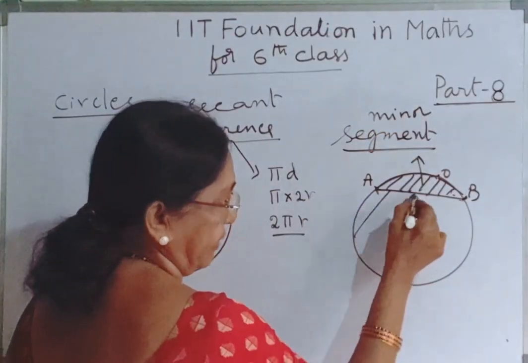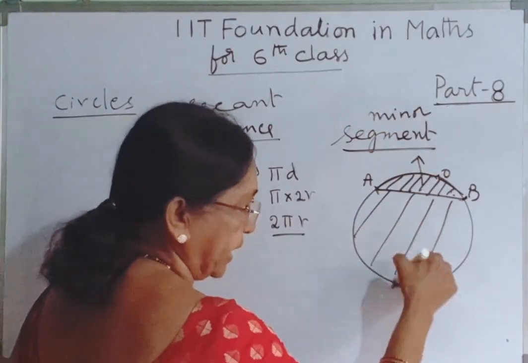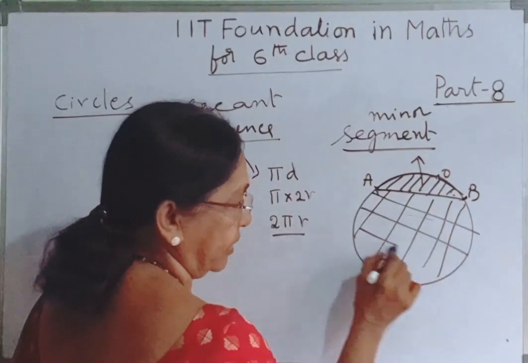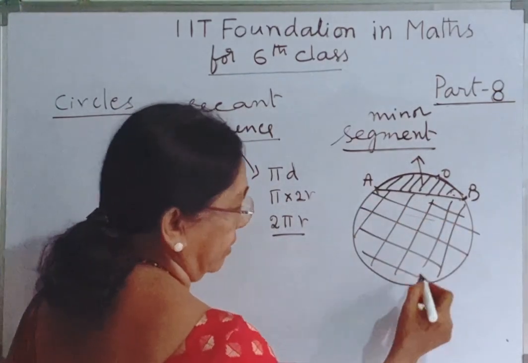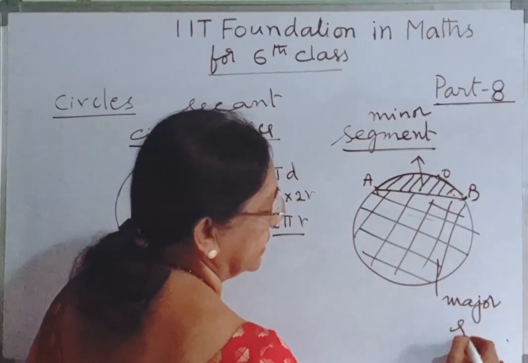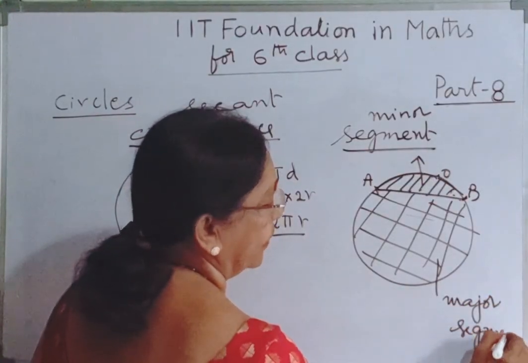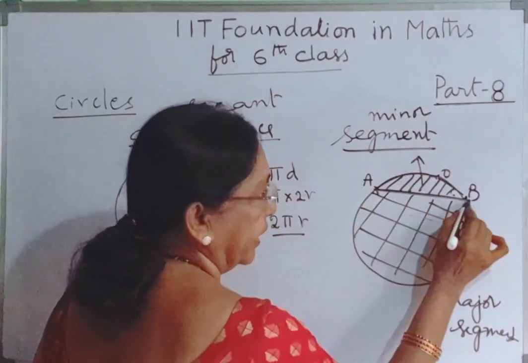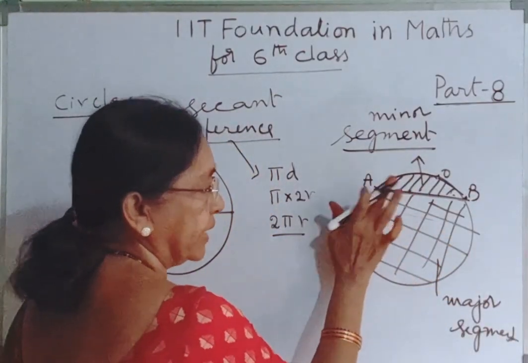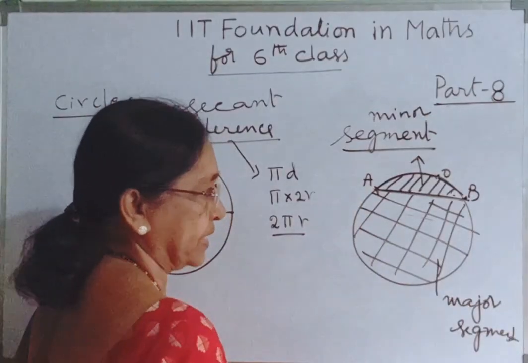And this area, that is the major arc and the chord. The area enclosed by the major arc and the chord is called the major segment. So a chord divides the circle into two segments. One is the minor segment and the other is the major segment.